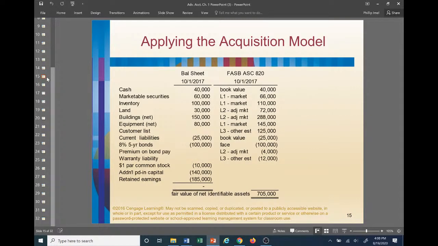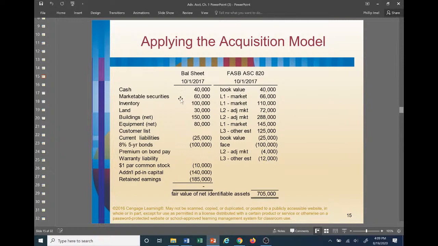So a little more on applying the acquisition model. Here's just an example. This is the balance sheet on the actual books of the acquiree. If we're going to acquire this firm, here's a snapshot of their balance sheet at the beginning of October 2017, October 1. And then according to FASB's Accounting Standards Codification 820 on 10/1 of 2017, these are going to be the fair values, because remember, we're concerned with the fair values under the acquisition method of accounting. So we need to look at these and compare them with the fair values, right?